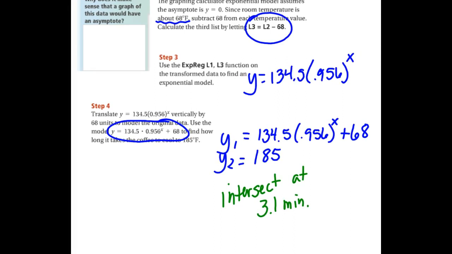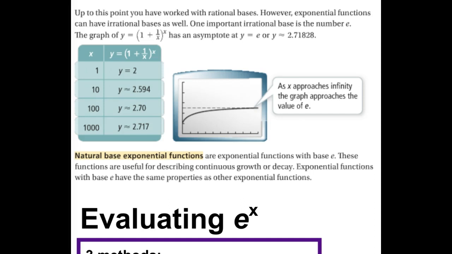Questions on that one? Yes. All right, so up until this point, we have worked with rational bases. So our bases were things like 2 or 1/2. All right? Exponential functions can have irrational bases. There's a very famous one. We use the letter E to represent the number. It's kind of like pi. When you see the pi symbol, you think 3.14. When you see E, you're going to think 2.718.